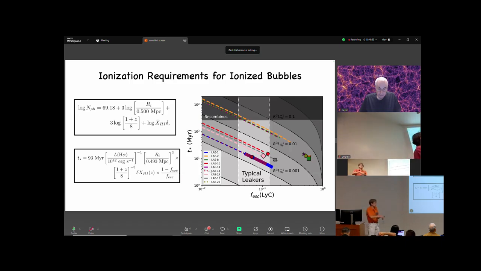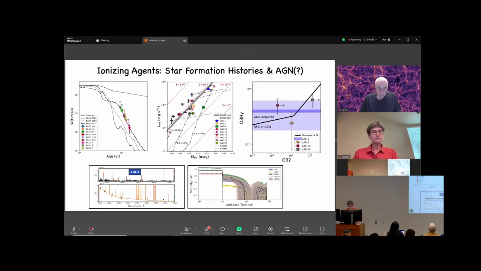If you integrated down the UV luminosity function from, most of these guys are around minus 20 in MUV, if you integrated down to about minus 17, you'd have enough additional galaxies probably to ionize these bubbles. So the Lyman alpha emitters themselves do seem to be supplying a lot of the ionizing photons, okay, that are needed here.